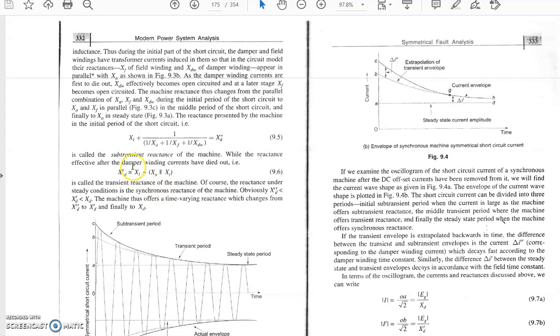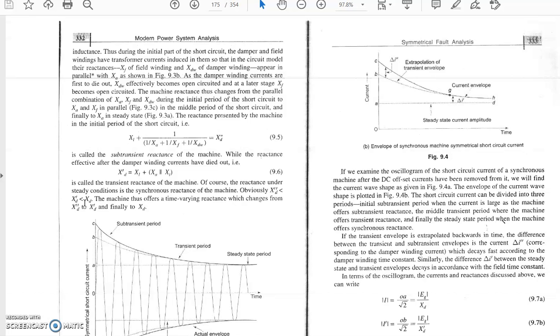In the case of transient reactance, only the armature reactance XA and the field winding are in parallel, in series with the leakage reactance. It is known as XD dash. And finally, the steady state reactance is known as XD, which is the combination of XA plus XL. If we compare all three reactances, XD is the highest, XD dash is less than XD, and XD double dash is the lowest of all three.